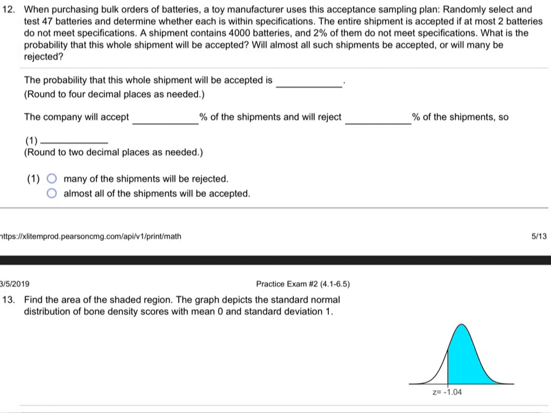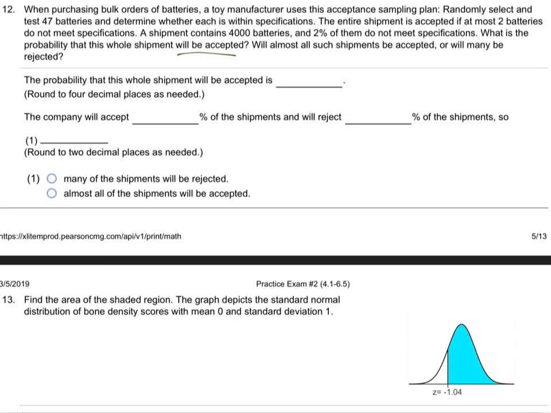All right, number 12. Let's keep moving. So when purchasing bulk orders of batteries, a toy manufacturer randomly selects and tests 47 batteries to determine whether each is within specs. The entire shipment is accepted if at most 2 do not meet specs. The shipment contains 2% that do not meet specs. That's a lot of words. What is the probability that this whole shipment will be accepted? All right, this will be our last one.